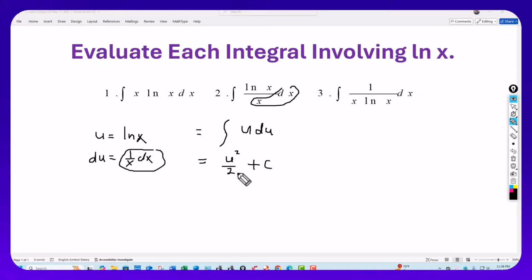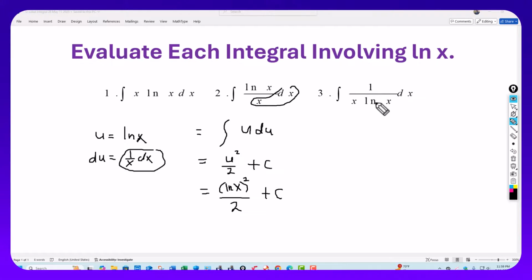Okay, that's the integration with respect to u. Now we just go back to the original variable. So the u is ln of x, quantity squared over 2, plus the constant of integration.